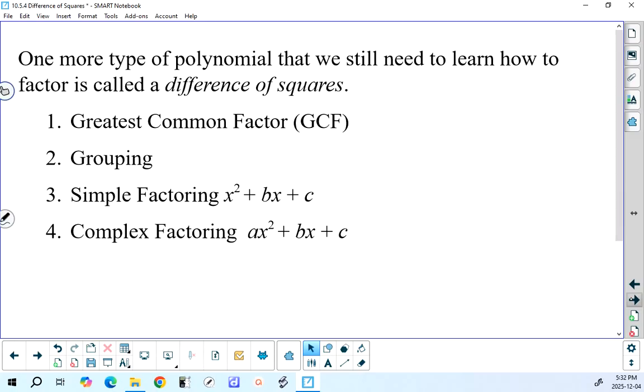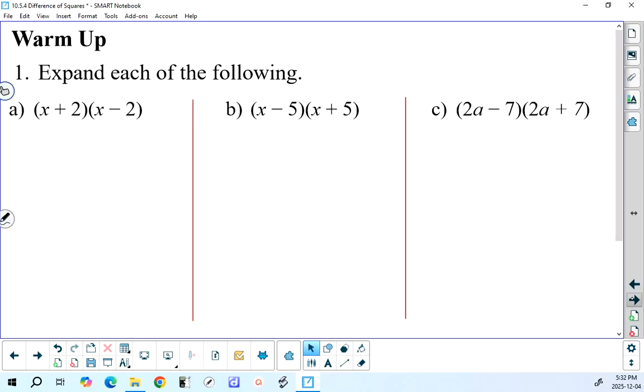And all I would say to you is the same thing I've tried to tell you throughout this unit. You have to persevere. You have to keep trying more and more of them, and sooner or later it's going to click. So what am I saying today? There's one more method of factoring, which is called a difference of squares. And in order to learn what a difference of squares is and how to factor it, we're going to be warming up by doing some expanding.